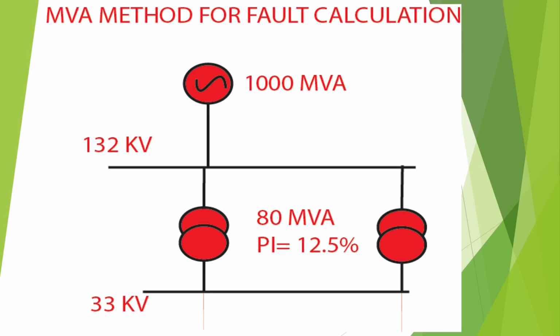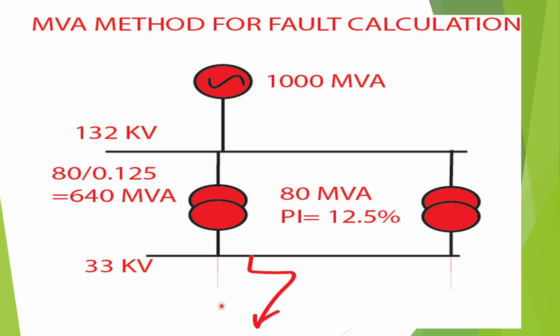Today I'll discuss the MVA method for calculation of fault current. Here the single line diagram has been shown for a 132/33 kV substation for which the source fault MVA is 1000 MVA, and two 80 MVA 132/33 kV transformers are connected in parallel. Percentage impedance of each transformer is 12.5%. In this video, I'll discuss how the MVA method is used for calculation of fault current for a particular bus.